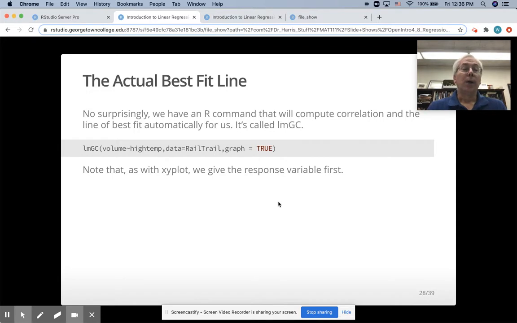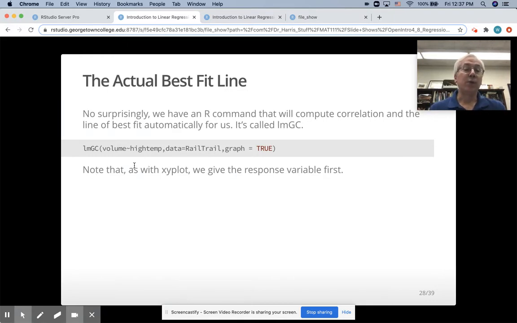Okay, so a couple more things we want to do here. One, I want to give you the command that we're going to use in our studio to find not just the approximation to the best fit line, but actually find the best fit line. It's a command called LMGC. It looks like an I up here, but that's really a lowercase l. LMGC stands for Linear Model, Georgetown College.